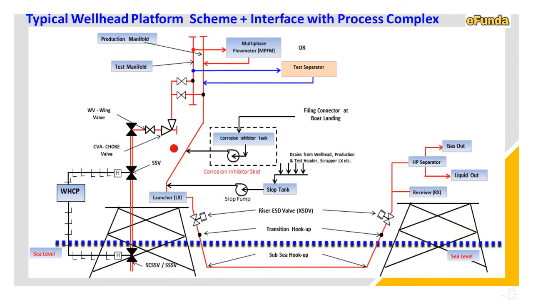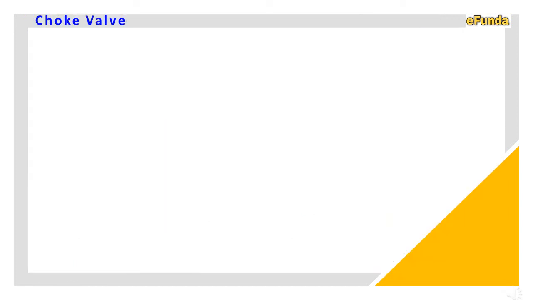In a typical wellhead platform scheme, we can see various instruments and equipment installed so as to perform the interface successfully with the process complex. Our today's topic is choke valve. One can see how the choke valve is used on a wellhead platform and its controllability. We will see this in detail. Let's begin with our today's topic, choke valve.